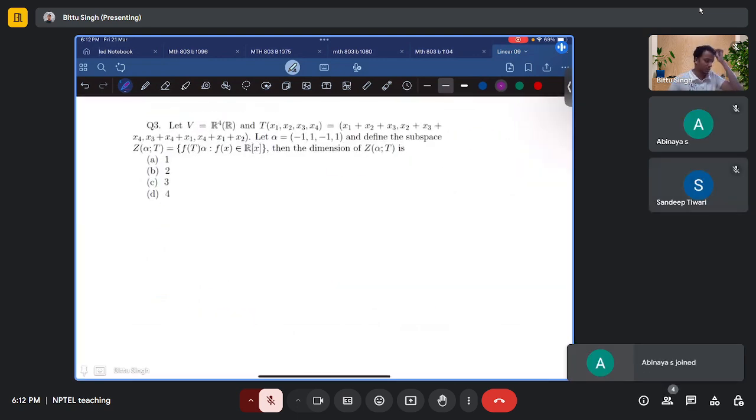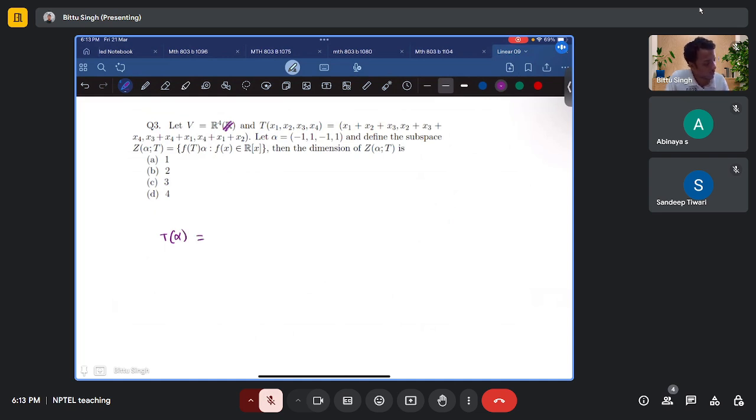Now let us see question number 3. Here it is given that V is R4, and the linear operator is given by this equation. Now alpha equal to (1, minus 1, 1, minus 1), these 4-tuples, we need to see what is Z(alpha; T). Z(alpha; T) means it is the subspace generated by any polynomial of T applied on alpha. Okay. So let us see what T applied on alpha will be.